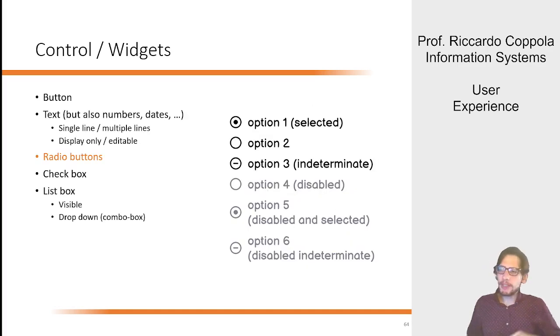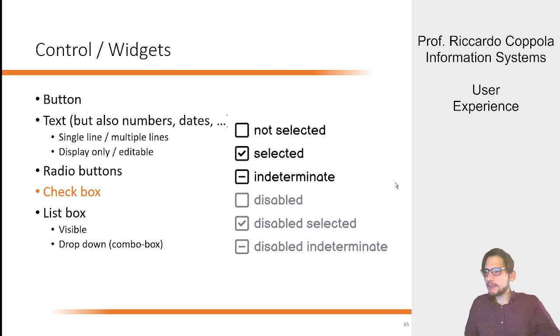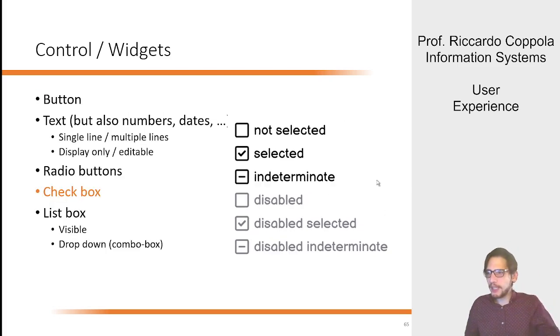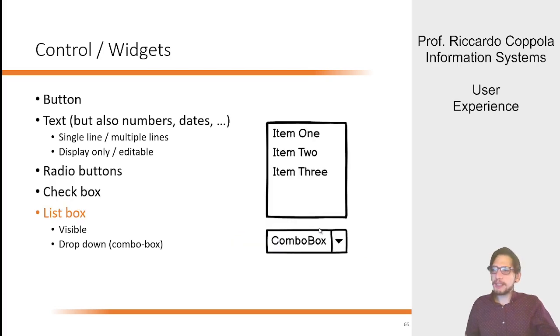You also have radio buttons, for instance, for selecting options from a list. You can have checkboxes. The difference between the checkboxes and radio button is that typically in the radio buttons you select just a single one, and in case of a checkbox you can select multiple ones. Or you can have list boxes, meaning that you have a list where you can select something. In the case of the list box, we can have a visible list box, so we just click on one of the items, or we can have a drop-down menu, which in Balsamiq is called a combo box.